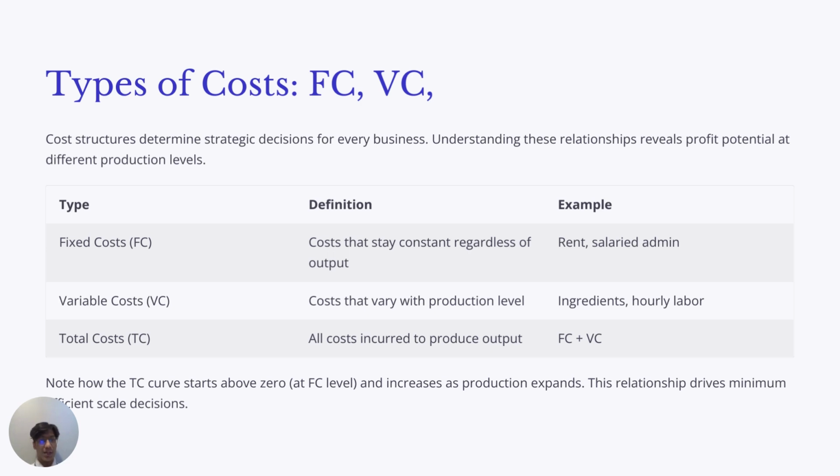Alright. So total cost equals both combined. This framework helps managers identify which costs are controllable in the short term and which are not. When demand drops, variable cost can be reduced, but fixed cost remains. A critical insight when considering scaling up or down.